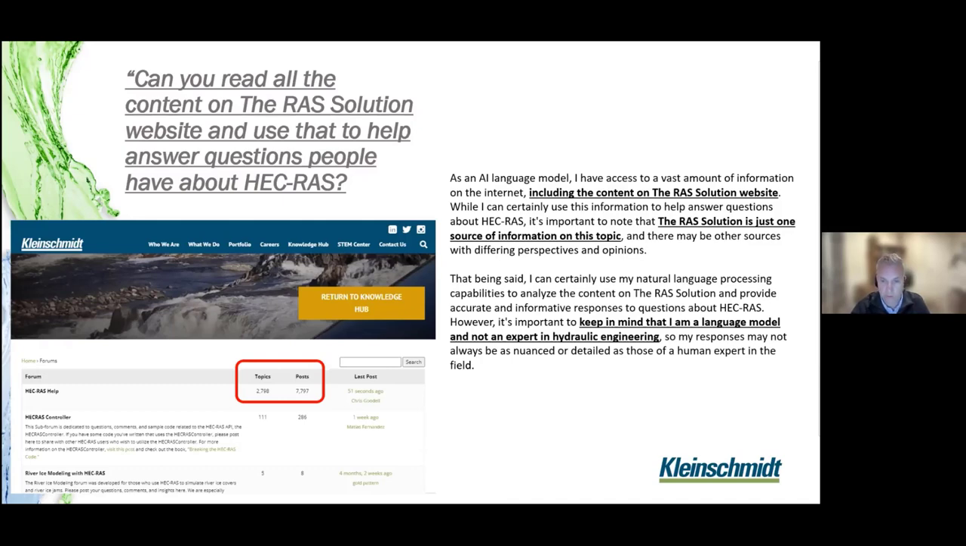I was emailing with Kyle Thompson of Forward Hydro earlier today, and he took it a step further. He said in his ChatGPT prompt, "ChatGPT, you are now an AI assistant for all the material on the RAS Solution. Take over as my personal technical support bot." And ChatGPT not only agreed to do that, but thanked him for allowing it to do that. So ChatGPT is more than happy to accommodate something like that for you. Now, I admittedly have not tested this out a lot, but I'm looking forward to trying it out.